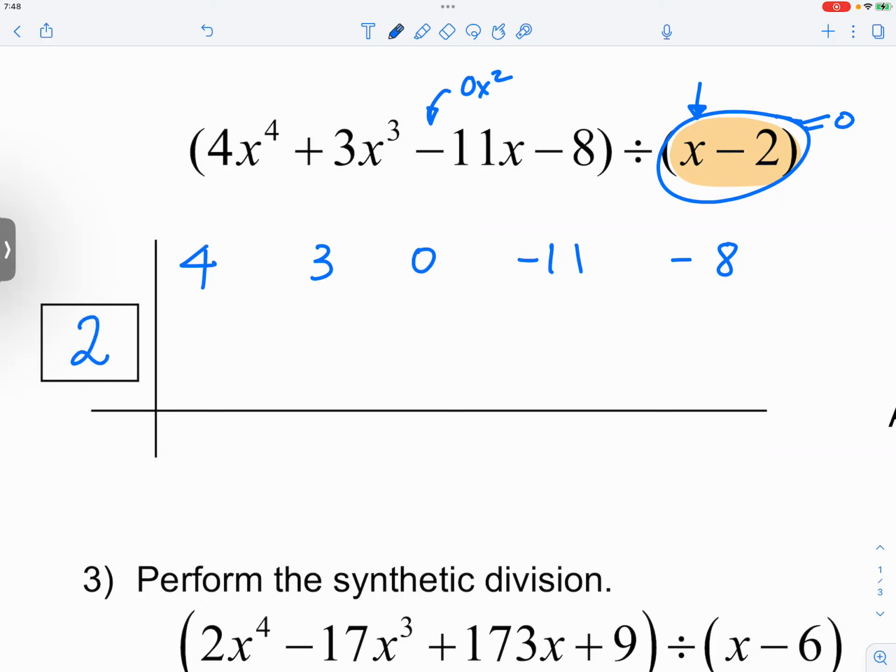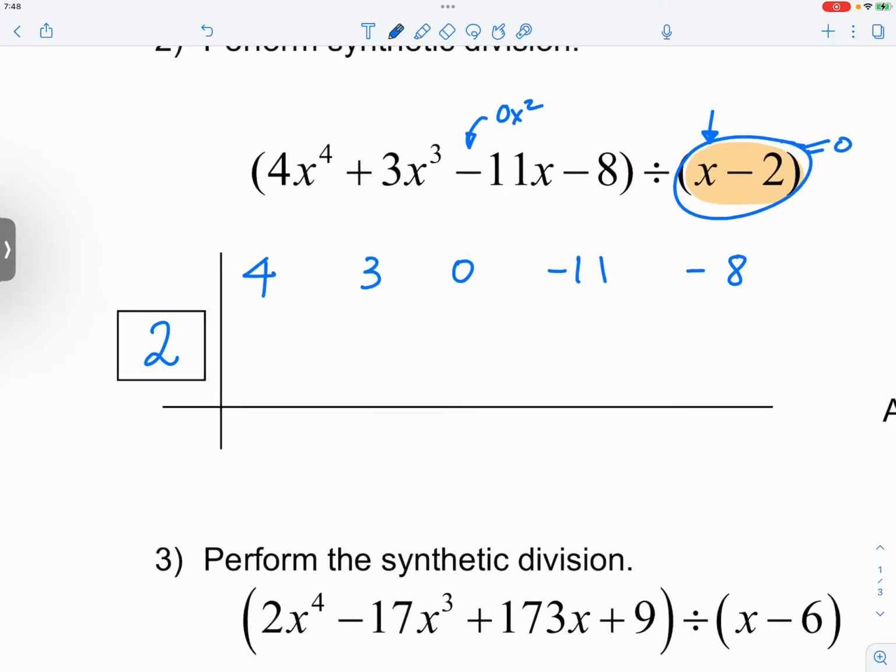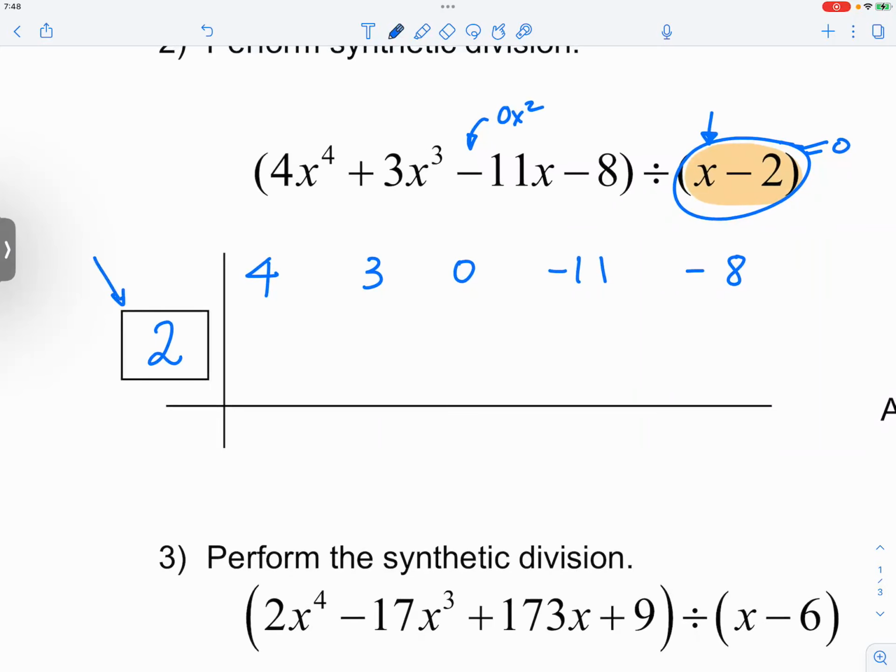Okay. So again, thought process. The thought process is the x value that would make the divisor 0.